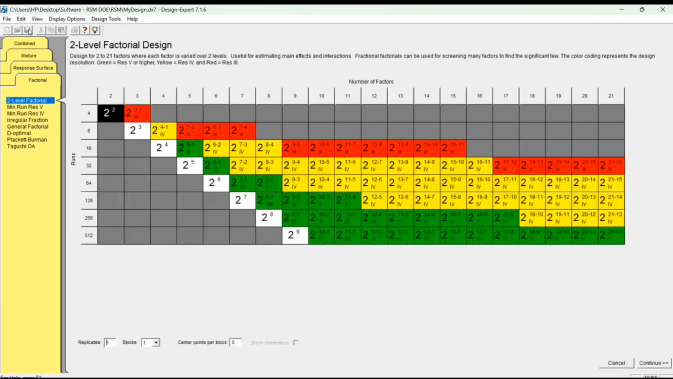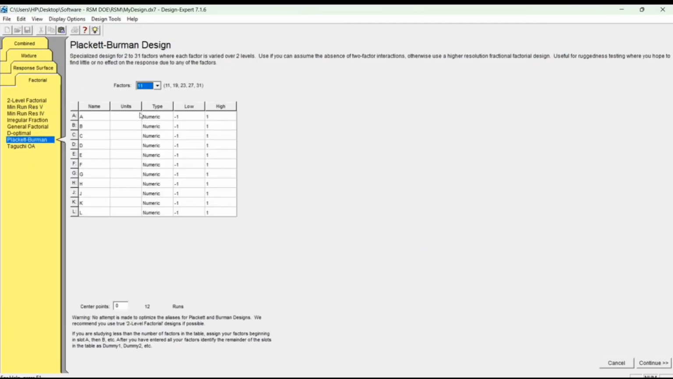First, you open the software and then you go to new design and then you choose the packet environment, and then we input the factors, which are the temperature, pH, sugar concentration, and the inoculum size.